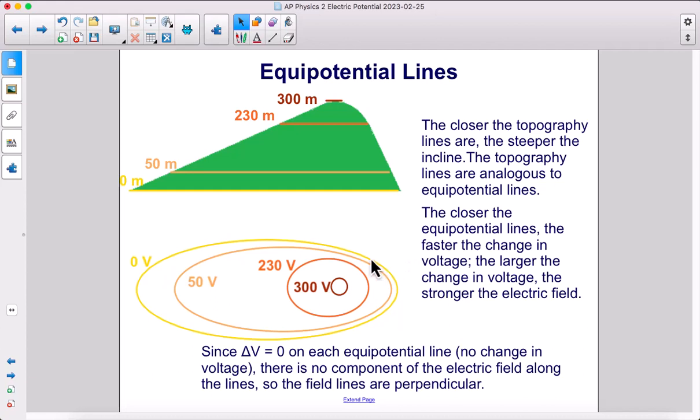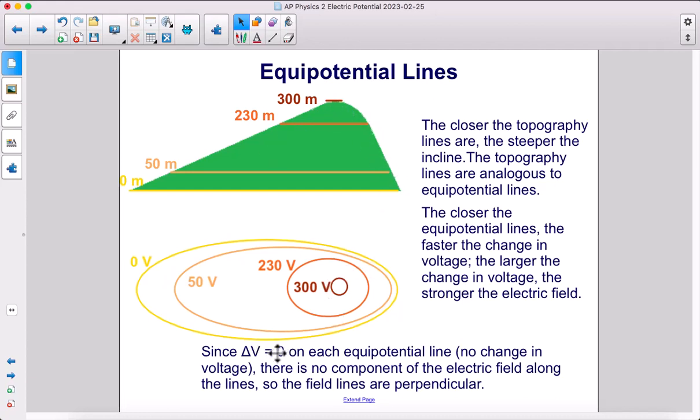The topography lines are analogous to equipotential lines. The closer the equipotential lines, the faster the change in voltage. The larger the change in voltage, and hence the stronger the electric field. Remember, the slope of these hills represents the strength of the electric field.